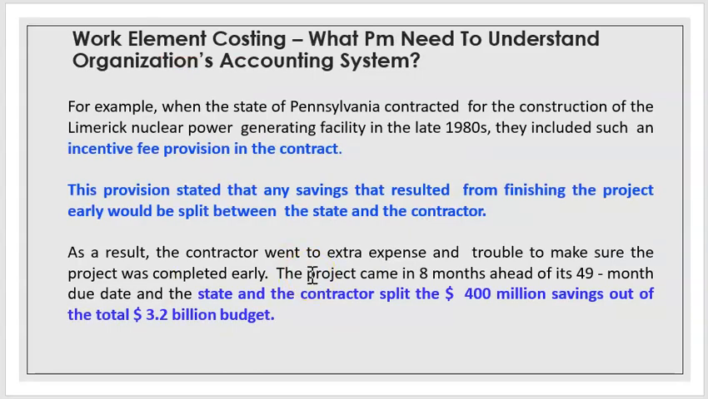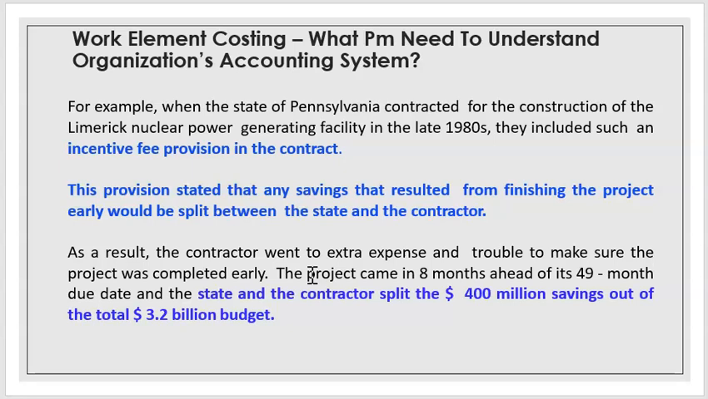Okay, work element costing. What does the PM have to understand with this, and how it works in the organization's accounting system? We take an example of Pennsylvania, which was given a contract to construct the Limerick nuclear power plant in the 1980s. In the contract, they included an incentive fee provision. So what did this provision state?